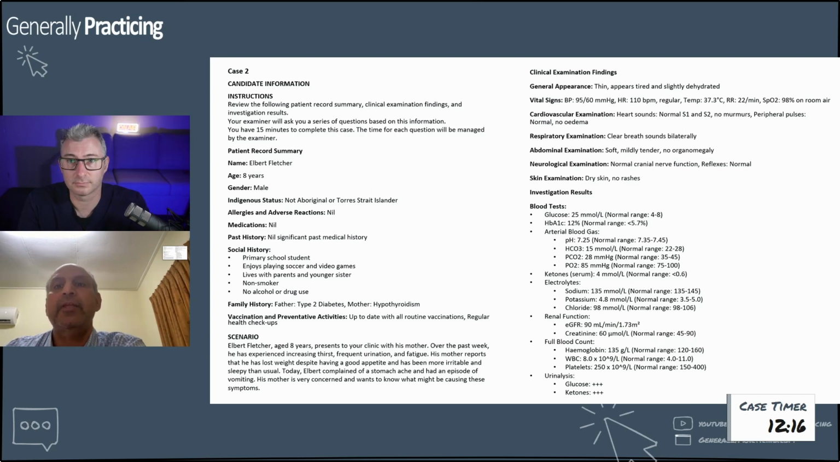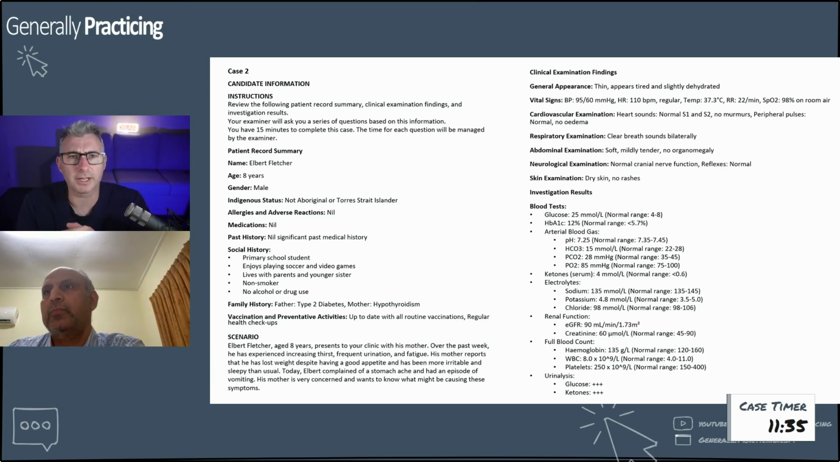I know that there is a family history of type 2 diabetes, and the mother also has hypothyroidism, so some autoimmune disease also. So I'll ask a bit more about the family history, and then I'll also ask about any previous investigations done or any other relevant information regarding the child. I will also be interested in knowing about the vaccination history of the child, and whether any concern was raised in the regular checkup before or any other relevant things.